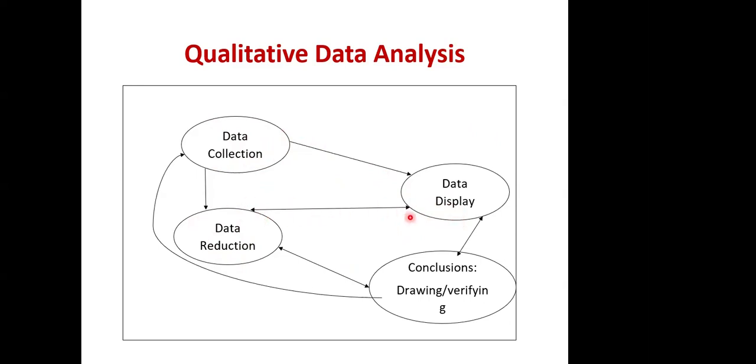And even if you look at this particular arrow, you can see after data display, you can come to data reduction, or after data reduction, you can go to data display. All right, it can happen either way, right? And then once you have coded your data, now you can see that can be easily done.